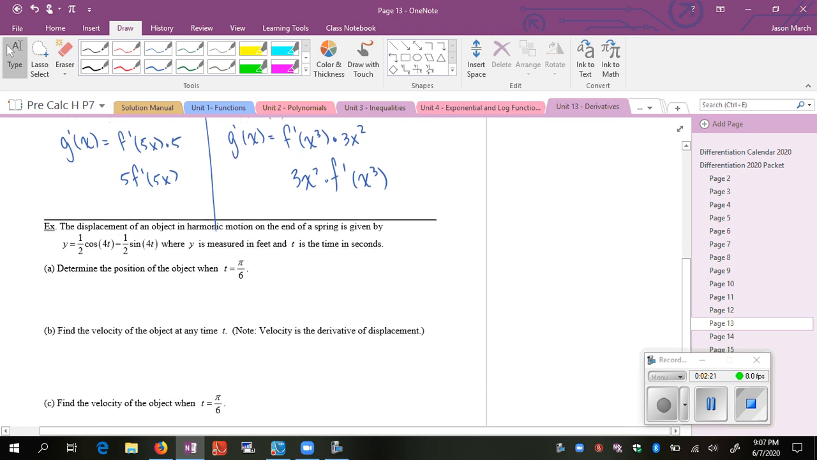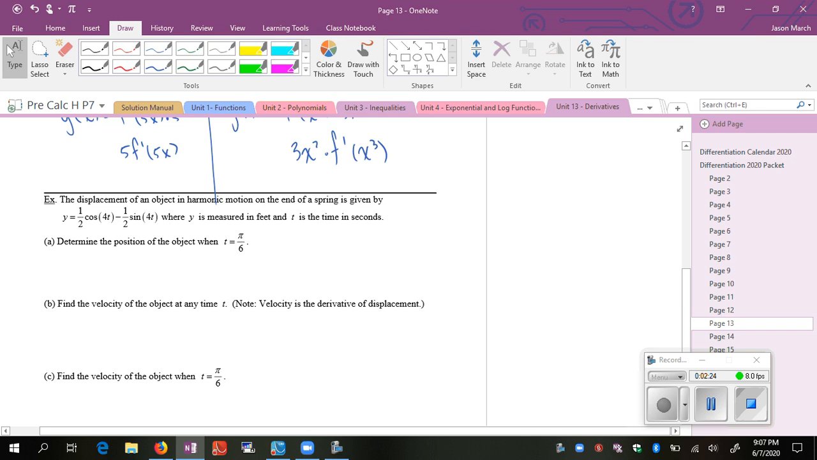Okay, the displacement of an object in harmonic motion on the end of a spring is given by this elaborate equation. Determine the position of the object when t is equal to pi over 6. So let's just go ahead and plug in pi over 6. I'll do this by hand here. We have the half times the cosine of 4 times pi over 6, which reduces to 2 pi over 3, minus a half times the sine of 4 pi over 6, again, which reduces to 2 pi over 3.